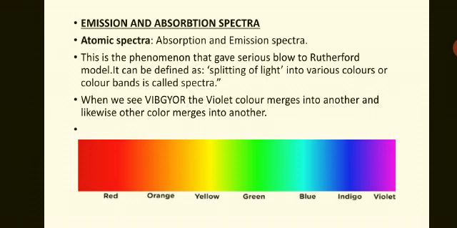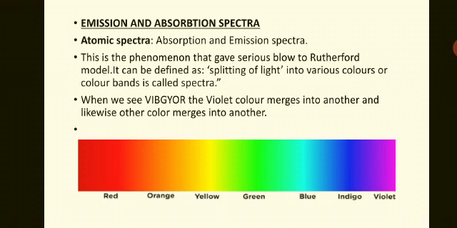In this session we will see emission and absorption spectra. Emission spectrum means there is a radiation which is emitted or excited by some radiating body, and absorption means any body is absorbing a particular color of light. So first of all we will see atomic spectra, absorption and emission spectra.